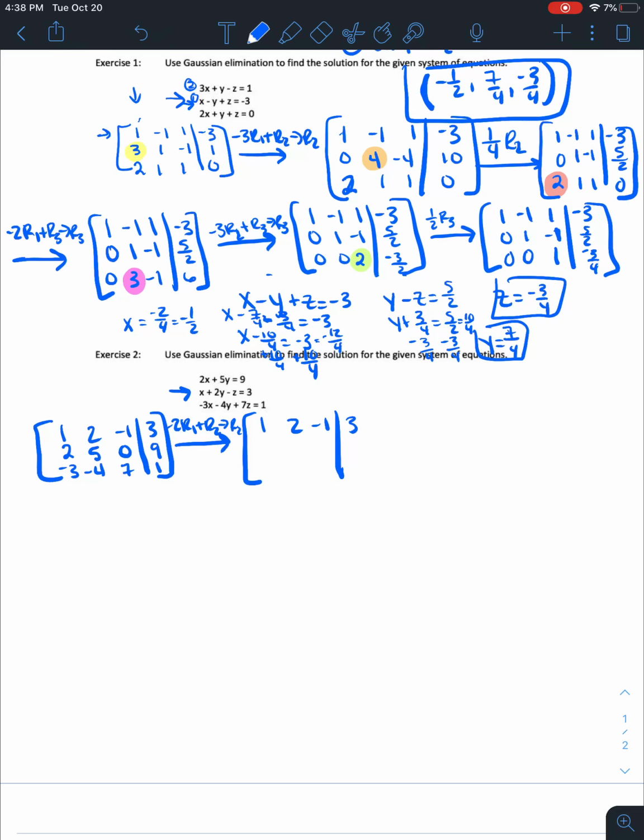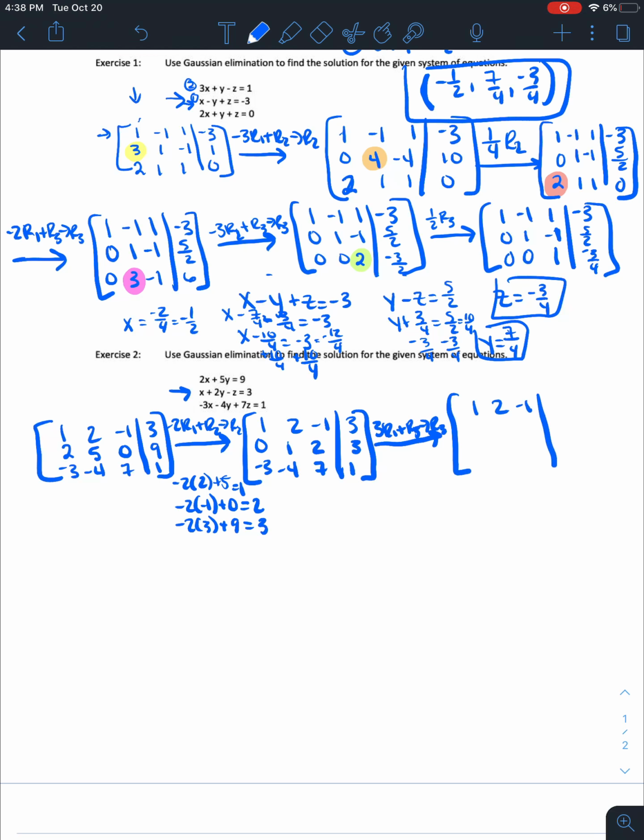So I have 1, 2, negative 1, 3. Then negative 2 times 1 is negative 2 plus 2 is 0. Negative 2 times 2 plus 5 is 1. Negative 2 times negative 1 plus 0 is 2. Negative 2 times 3 plus 9 is 3. I'm not doing anything to the bottom row yet. Now I need to make that negative 3 a 0. So I'm going to do positive 3 times row 1 plus row 3, and put that in row 3. So I have 1, 2, negative 1, 3, 0, 1, 2, 3.